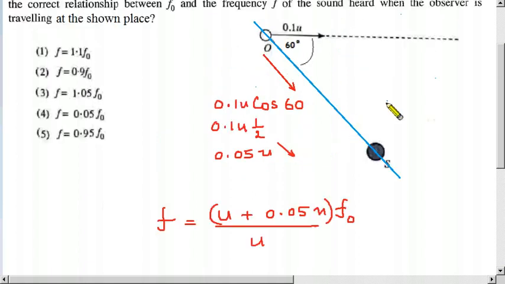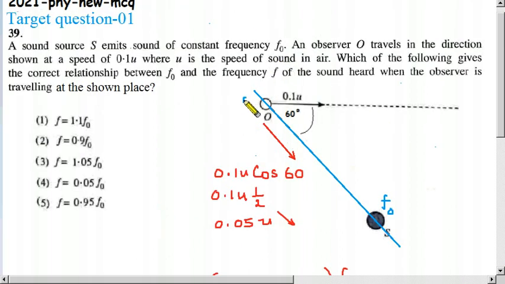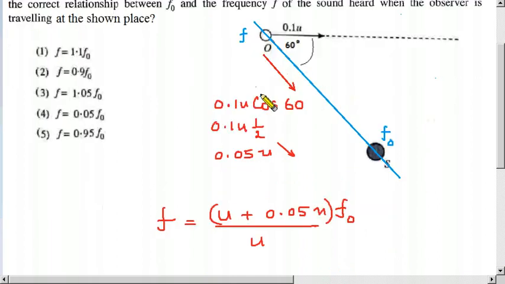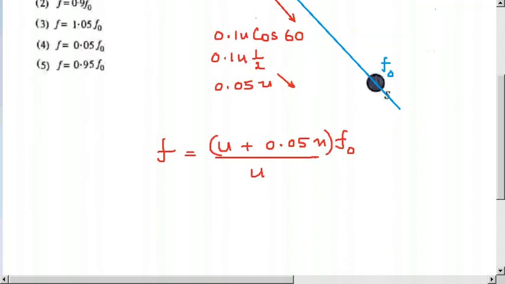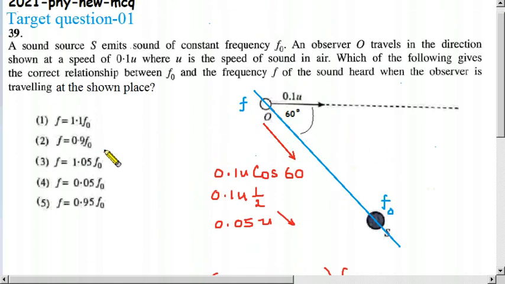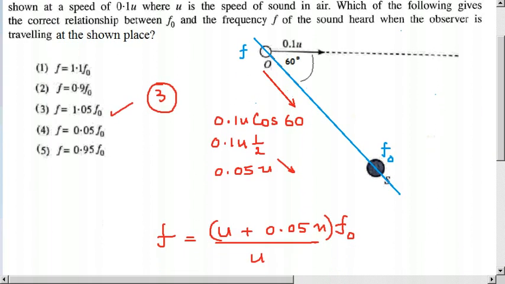This one emits f naught frequency. This one experiences f frequency. So simplify this, then we get f equals, u cancels, we can take u out of the brackets, then 1.05 times f naught. So this is the answer. So now the answer is this one, the third one. You can be happy if you have solved it correctly.